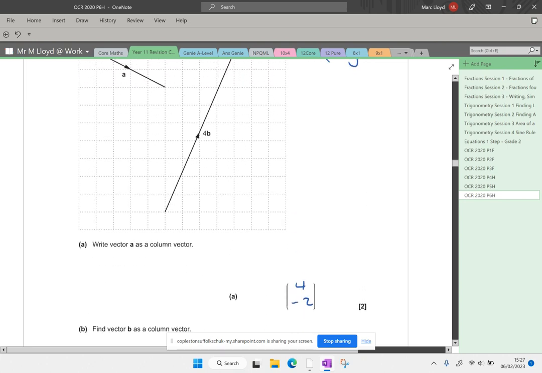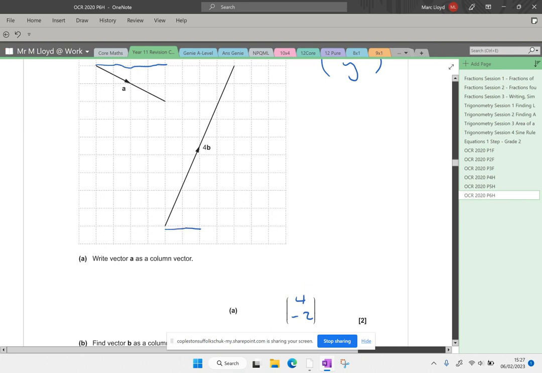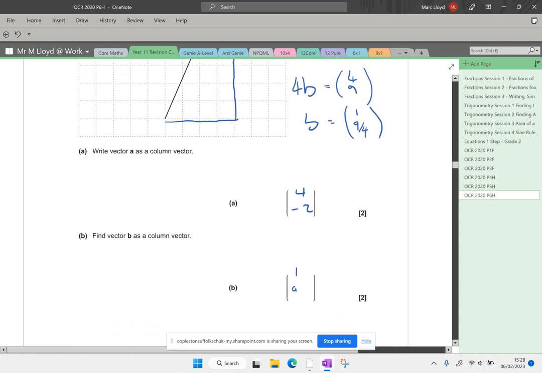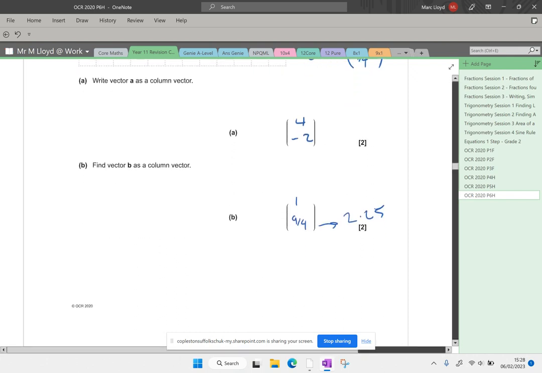Right, B is a column vector. So this one again's gone right 1, 2, 3, 4. I'm just going to write that there because this isn't just B. This is 4B. And then it goes up 1, 2, 3, 4, 5, 6, 7, 8, 9. So that's 4B. In order to find B, we need to divide both of those by 4. So 1 and 9 over 4. I can't get penalised for putting that as a fraction, but that is 2.25, and I will check that with the calculator because it's a calculator paper. So 2.25.